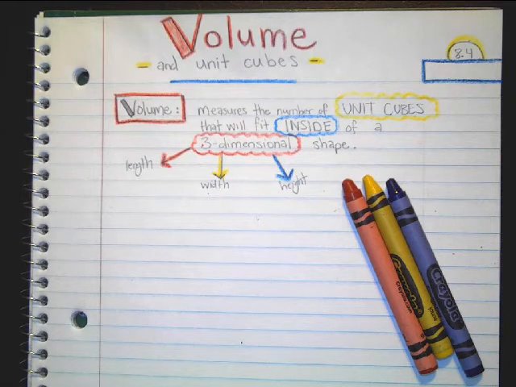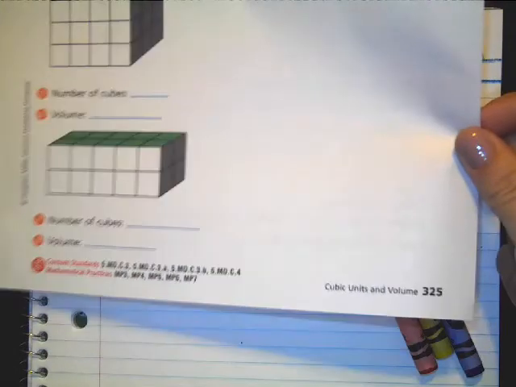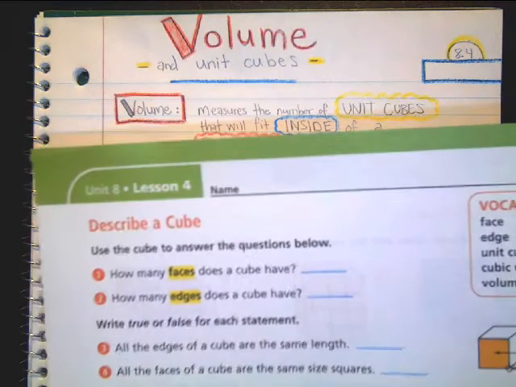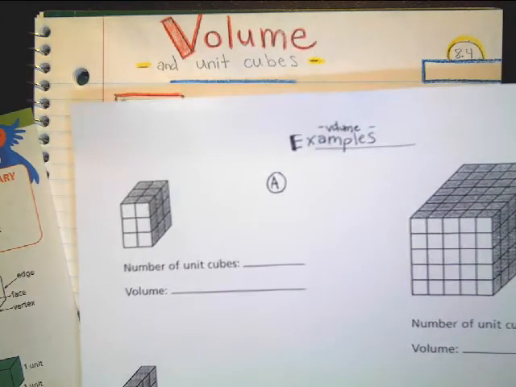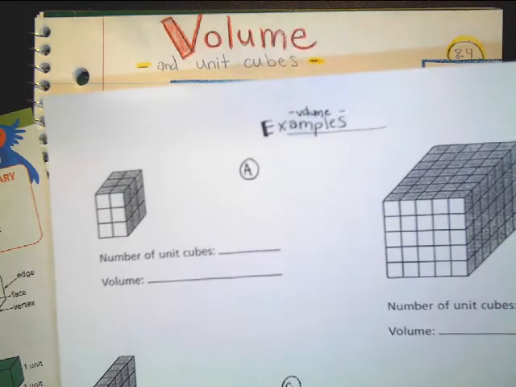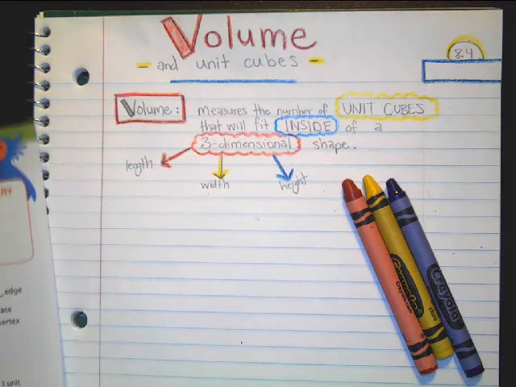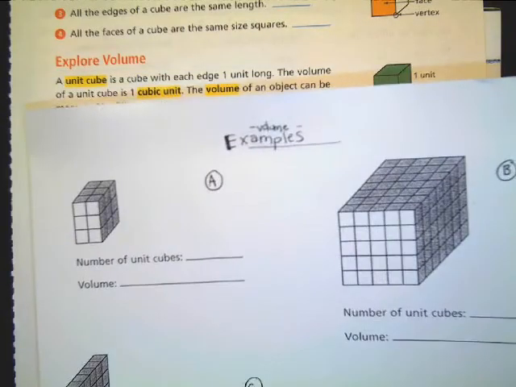So what we need to find is our workbook. We need to look at page 325. So please go find page 325. It has a blue bird at the top right, and it says describe a cube. You'll need to rip that out of your workbook, and you'll also need this paper that says volume examples. We'll be using this as well, and you will need scissors and a glue stick. So go get those two papers, page 325, and the volume examples paper.